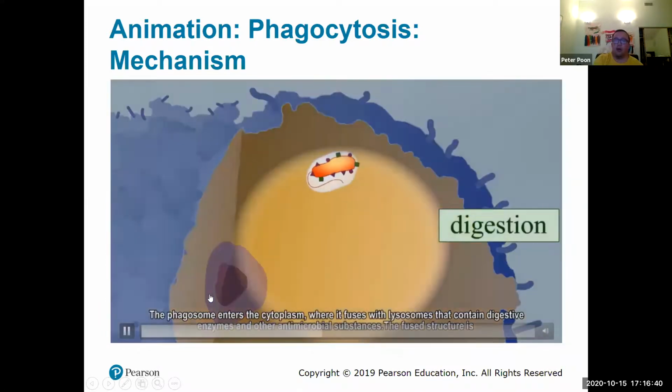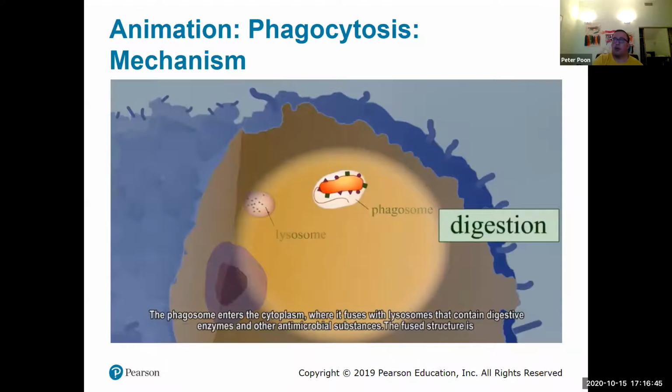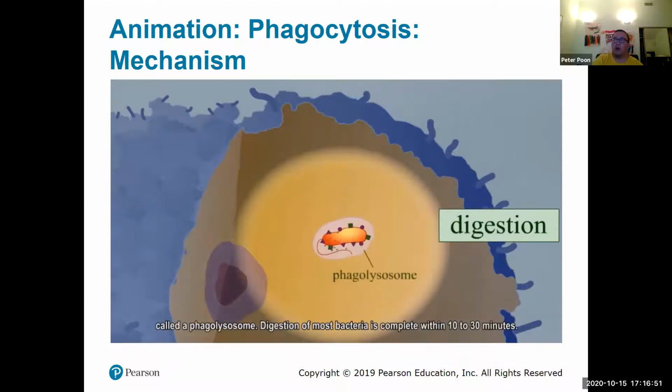The phagosome enters the cytoplasm, where it fuses with lysosomes that contain digestive enzymes and other antimicrobial substances. The fused structure is called a phagolysosome. Digestion of most bacteria is complete within 10 to 30 minutes.